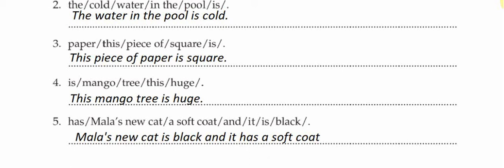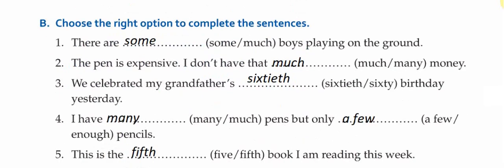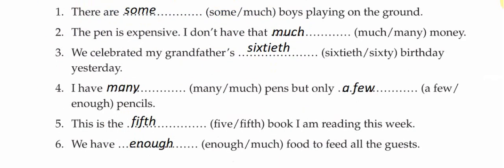Has Mala's new cat a soft coat and it is black? The correct sentence will be Mala's new cat is black and it has a soft coat. Full stop. Understood? So this is the kind of question which will be asked for 10 marks. Each sentence 2 marks. Next type of question will be choose the right option to complete the sentences. This is based on adjectives.